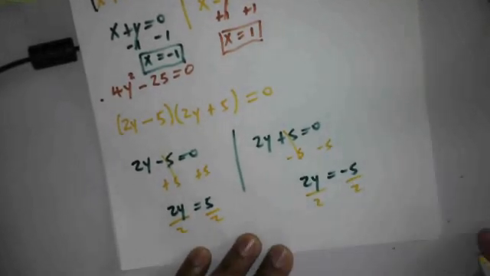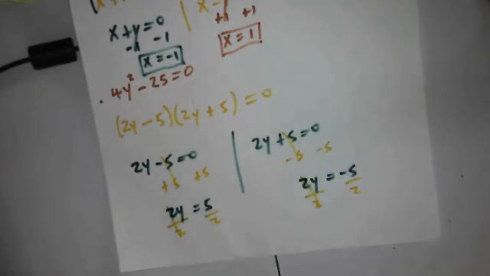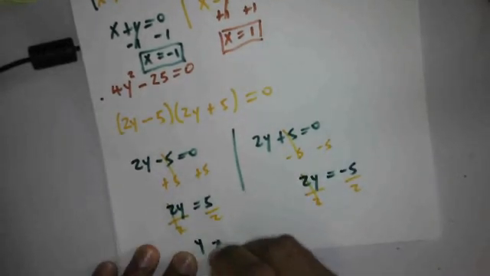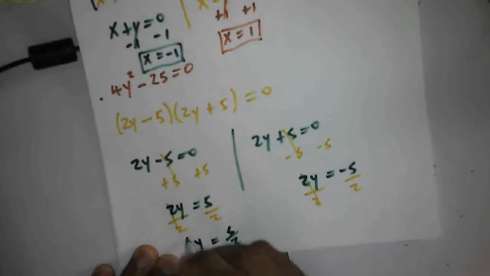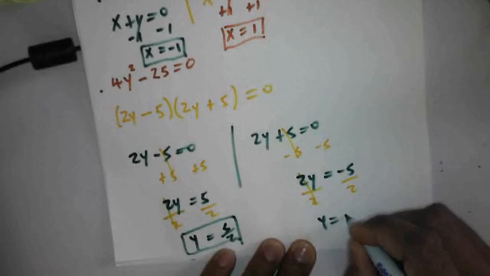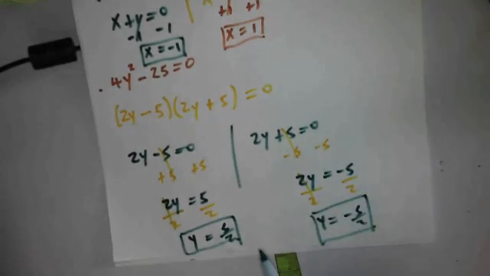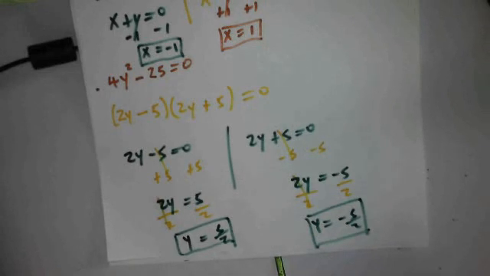Divide both sides by 2 in both cases. So this 2 would cancel, that 2 would cancel. It means that y would equal 5 halves, which is one of your solutions, and y would equal negative 5 halves, which is your other solution. And of course, you could convert these in decimal form if you want.